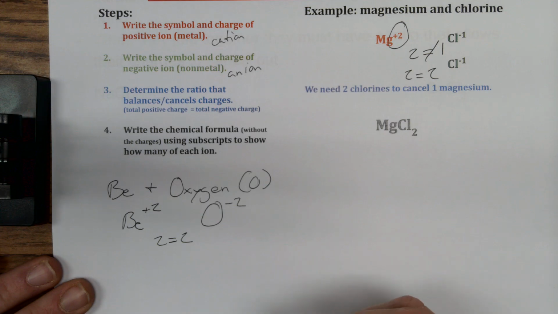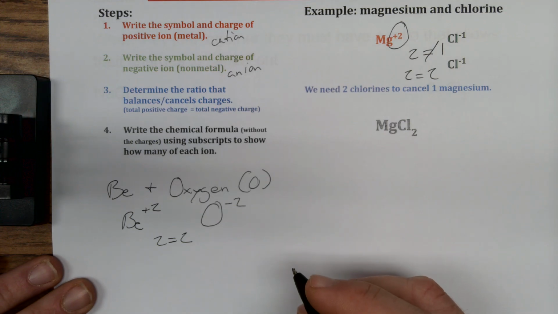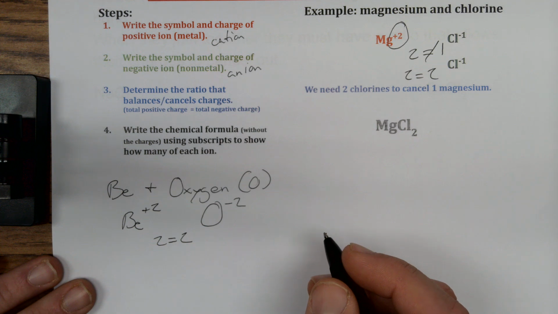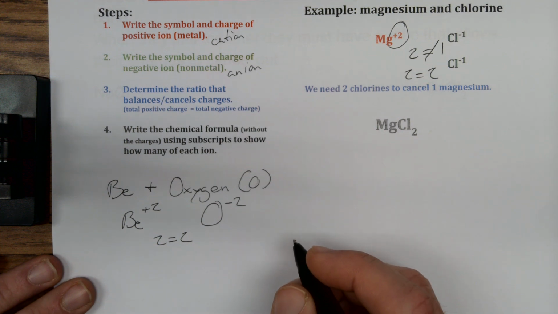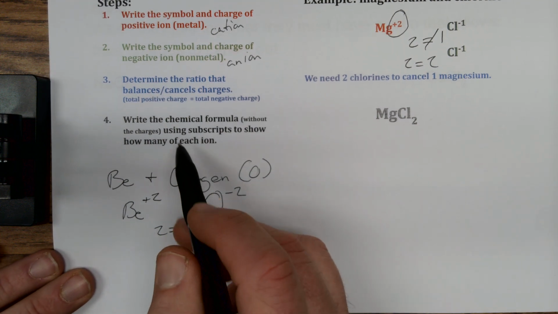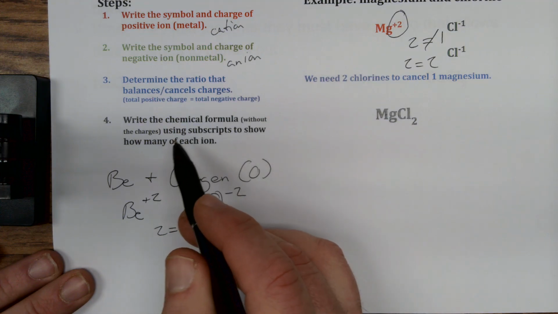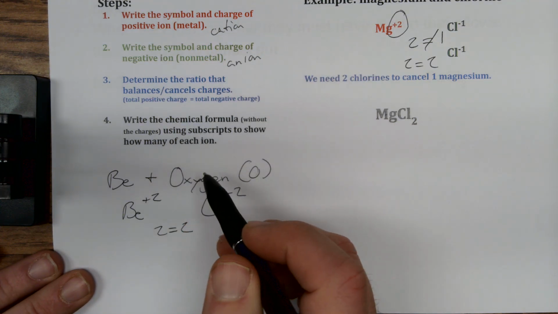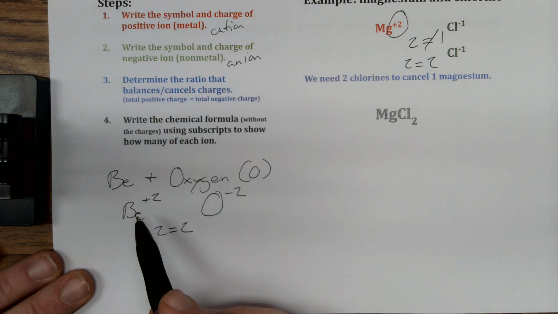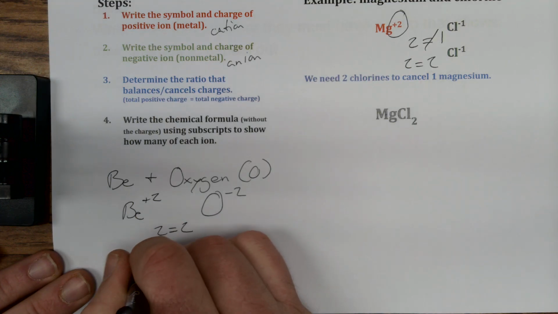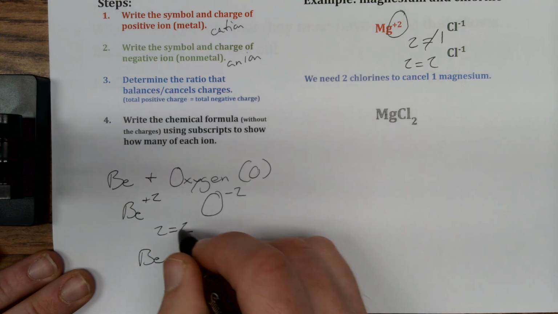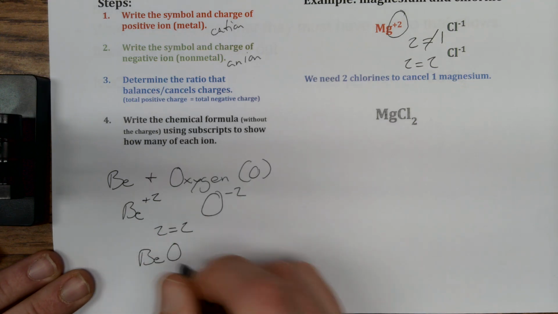Does 2 equal 2, guys? I can't see you shake your head yes or no because I need an audible response. Does 2 equal 2? Yes, it does. So, step 4, write the chemical formula without the charges, using the subscripts to show how many of each ion. How many berylliums did I use? 1. How many oxygens did I use? 1. Beryllium oxide.